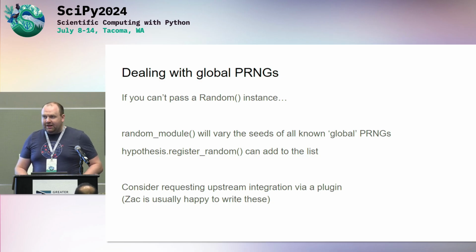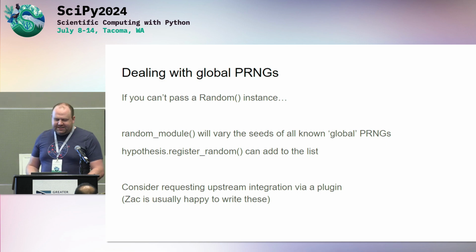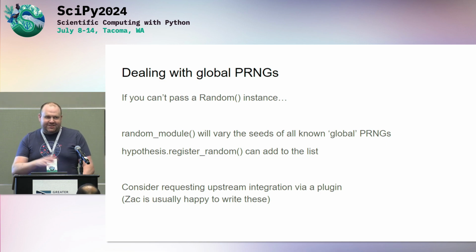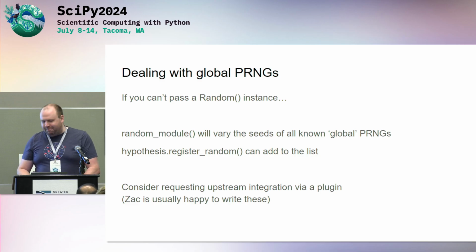That all works pretty well. If you then want to vary those random seeds, the random module strategy will do that for you. And if something is weird, just open a GitHub issue and I'll probably fix it for you.